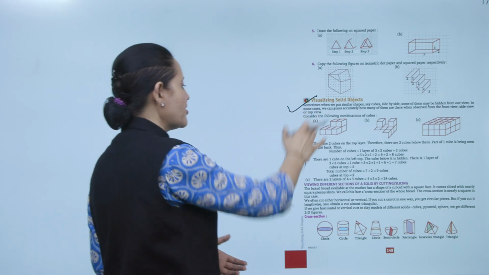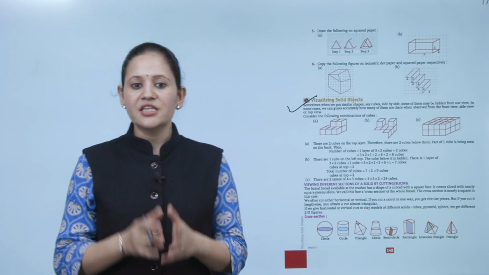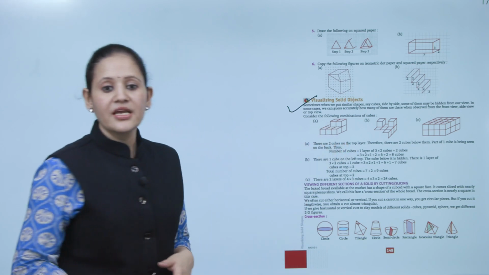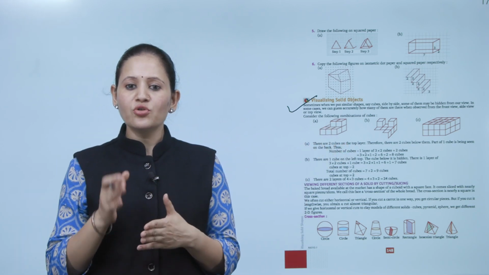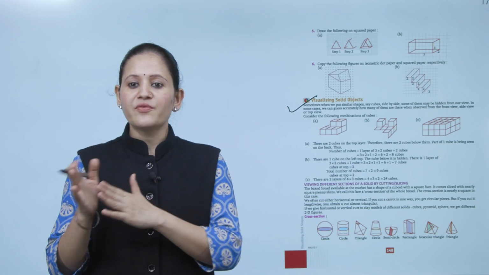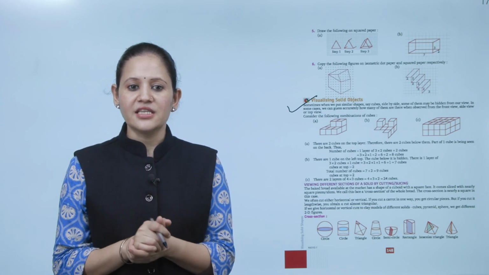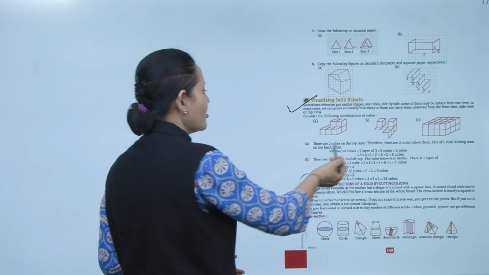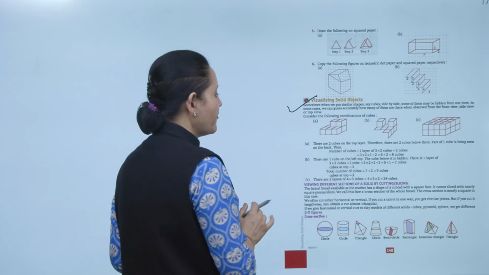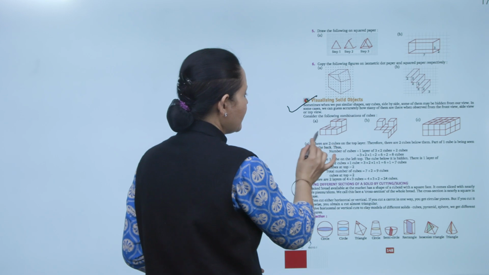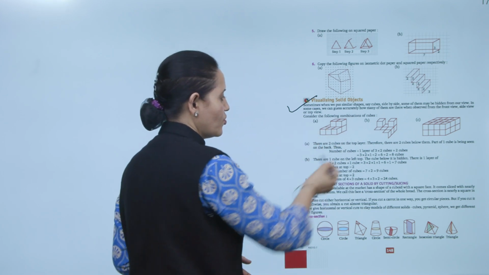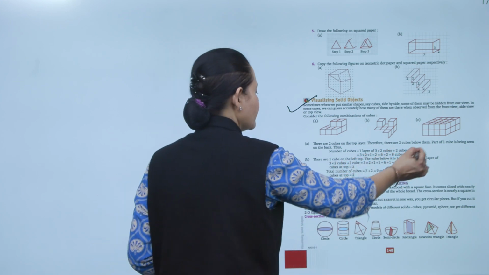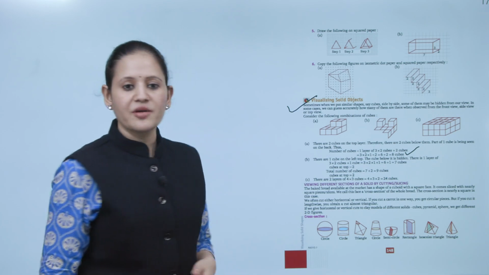So here different combinations of cubes are given. In the first figure, there are 2 cubes on the top layer. So you can see there are 2 cubes on the top layer. Therefore, there are 2 cubes below them. Part of 1 cube is being seen at the back. So number of cubes कितने हो जाएंगे? First layer of 3 into 2 cubes. First layer में कितने हो जाएंगे? 3 into 2, 6 cubes plus 2 cubes. So total हो जाएंगे 8 cubes. Like this we can count the number of cubes.